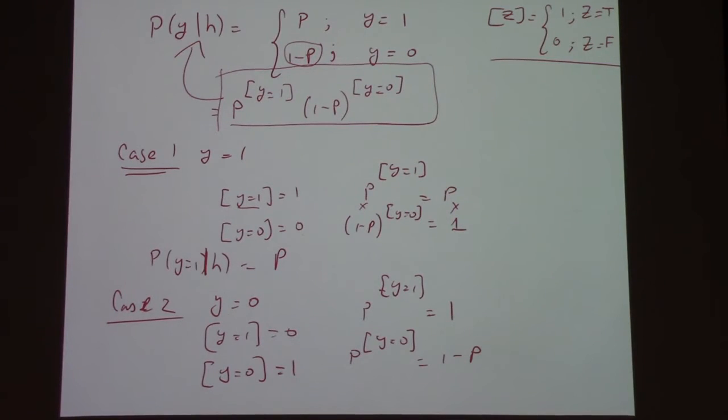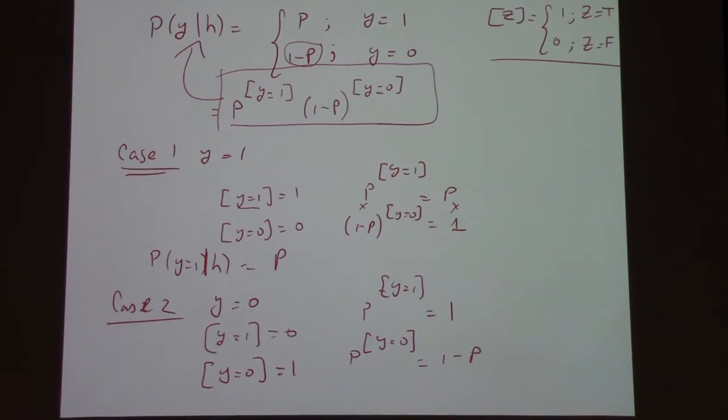Did you have a question? Yeah, so are we bringing this because we are having a log outside? Yes, exactly right. We are bringing this kind of power notation because eventually we have to take the log of this term. And when we take the log of this product, it becomes the indicator times log P.